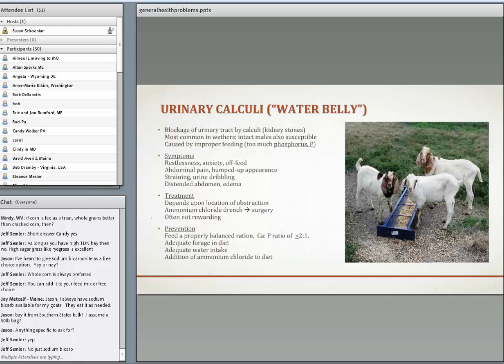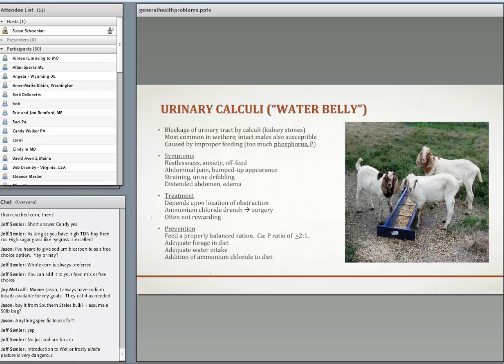Urinary calculi, we call that water belly. It's a blockage in the urinary tract by calculi, which are kidney stones. It's most common in wethers, but also intact males are susceptible. It's caused by improper feeding. A lot of people want to say, well, it's because you castrate too young. No, it's caused by improper feeding. It's generally too much phosphorus in the diet.